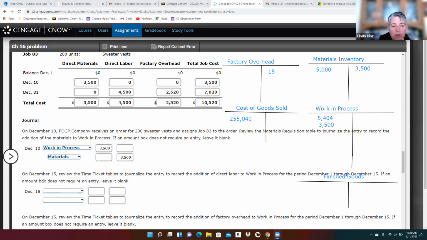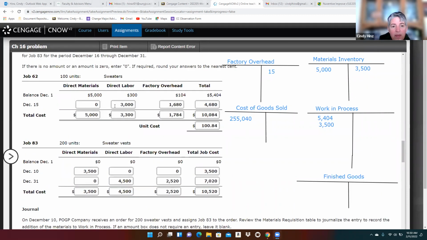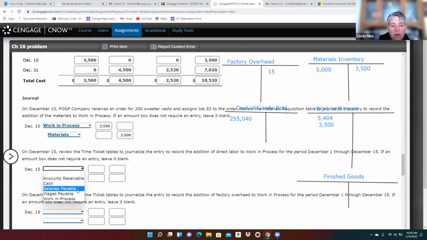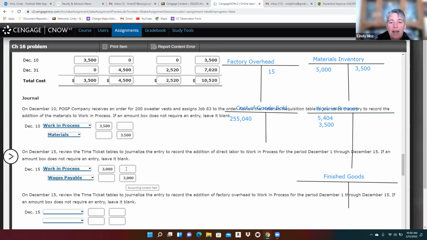Next, what we're asked to do is record the direct labor, and that we had already added up here. The direct labor in the first half of the month was $3,000. So we're going to add that $3,000 to work in process. The reason that we are adding that is because we paid our workers, or we will pay them. So we set up the liability. We now owe our workers $3,000 for that labor.